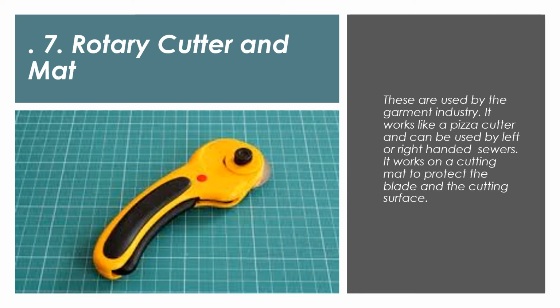Rotary cutter and mat. These are used by the garment industry. It works like a pizza cutter and can be used by left or right-handed sewers. It works on a cutting mat to protect the blade and the cutting surface.